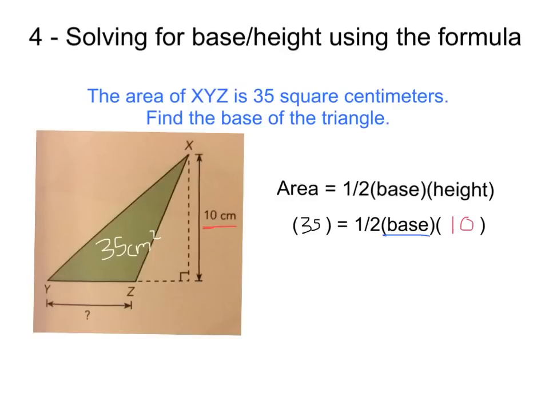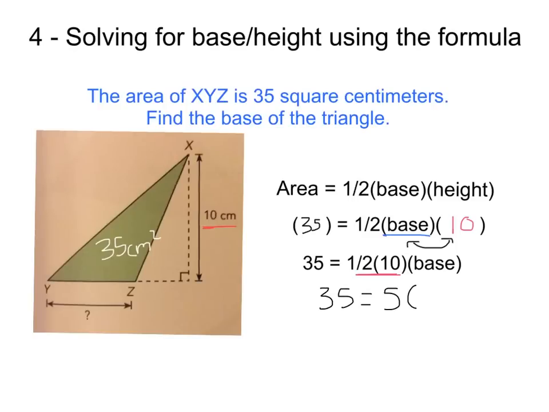Now, although it seems very simple to think, well, I'm stuck, in actuality, we can use the commutative property, and since I'm multiplying all three of these, I can still switch the order of my base and my height, and I can rewrite my equation so that I'm actually multiplying 1/2 times 10. So let's rewrite that. So now I have my equation rewritten so that my height is next to my 1/2. So now I can actually multiply 1/2 times 10, and I get that 35 is equal to 5 times the base.